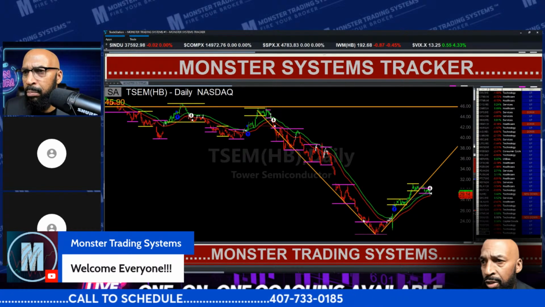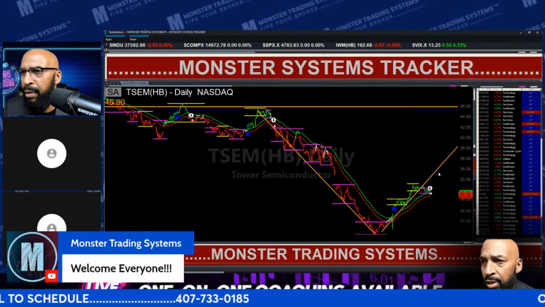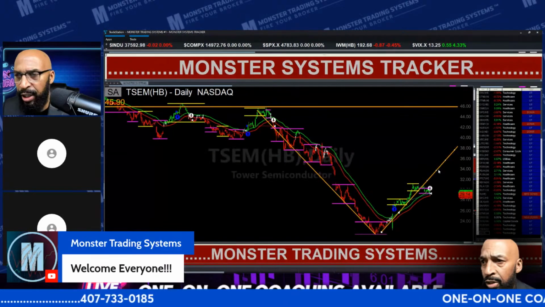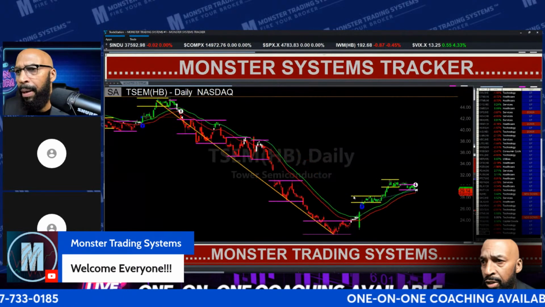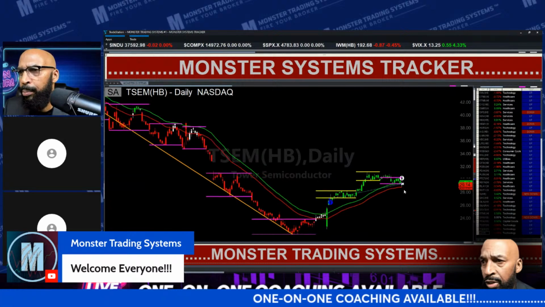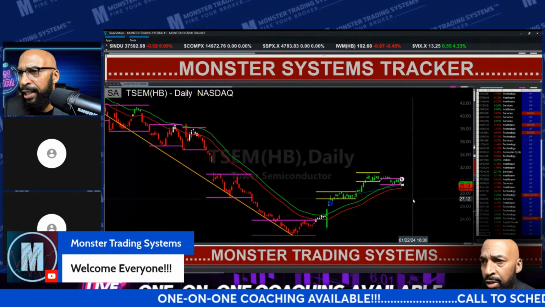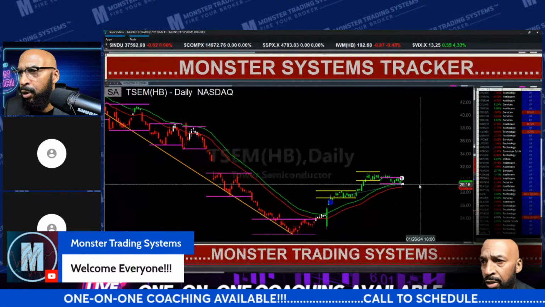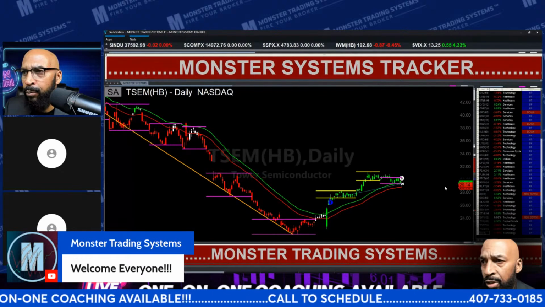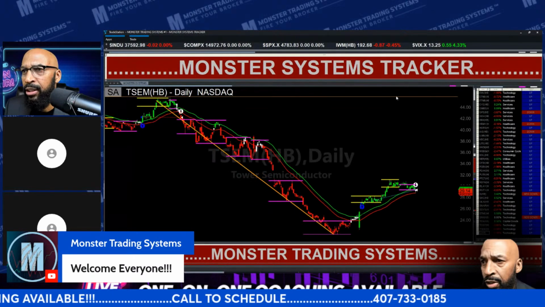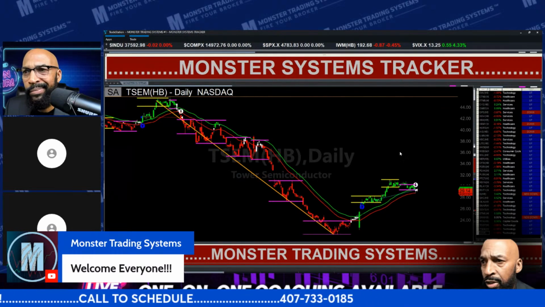TSEM, good markdown phase here. But guess what? We got a sell signal. We've got to close the trade. The buy signal was here, then it broke support. The buy signal was at 27.12, and it closed on Friday at 29.14. That's too bad. We had a target all the way up here, but guess what?